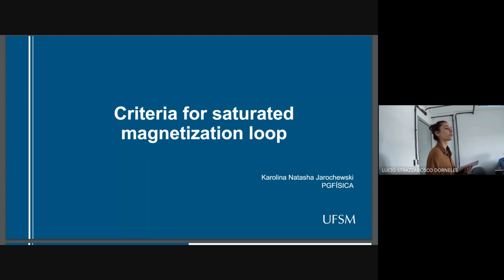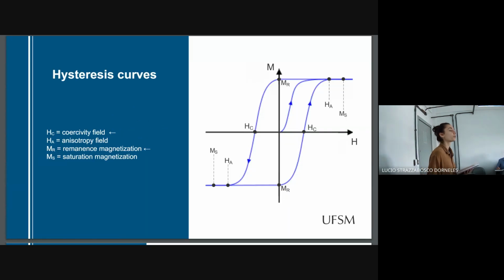Today I'm going to tell you about the article I read, which is called Criteria for Saturated Magnetization Loop. It's important for researchers to know about the magnetic characteristics of the materials. And one way to analyze these characteristics is by analyzing their hysteresis curves.